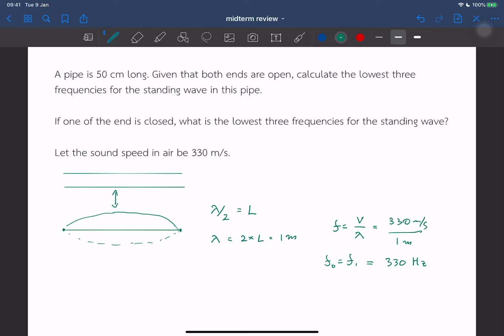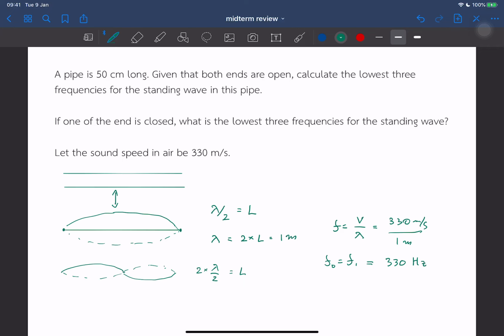Now, there are two ways of calculating the next one. You can draw the wave to be something like this, and then calculate using the same way, which is 2 times lambda over 2 equal to L, and then you can get lambda. Then you can get the frequency, because the velocity of the sound wave stays the same.